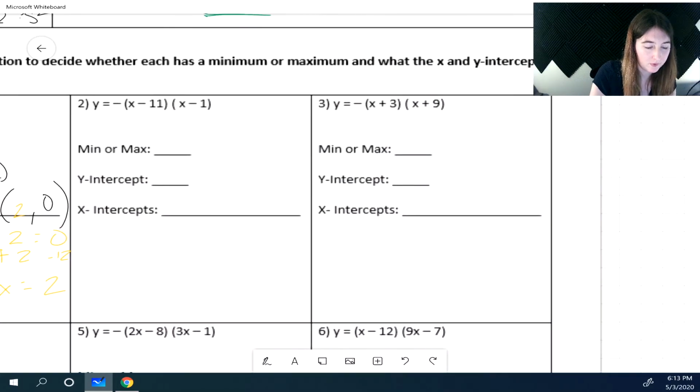Guys, I have this like tickle in my throat. I'm going to guess it's from talking so much.